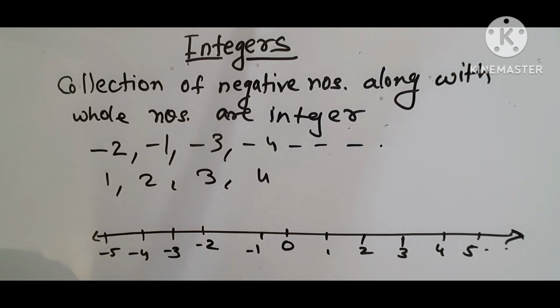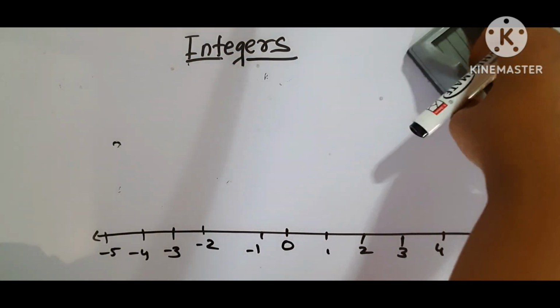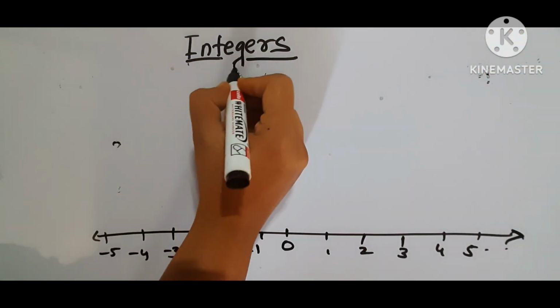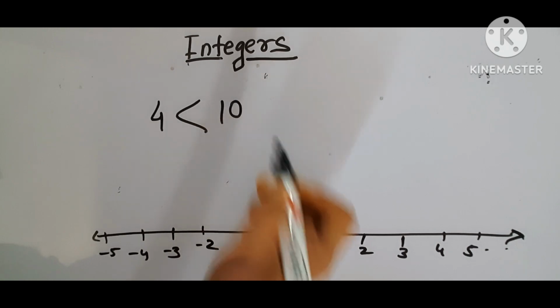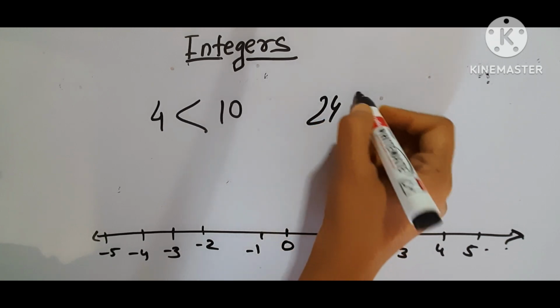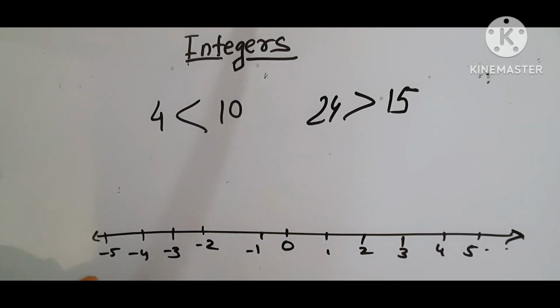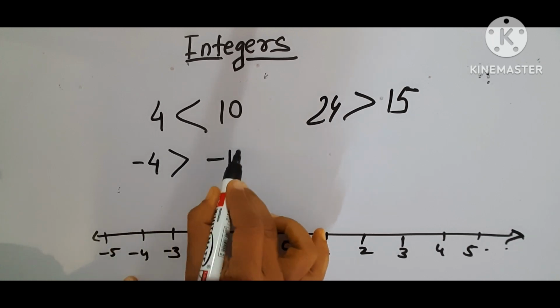Okay. Now, how to identify the greater number and smaller number in integers, wherein both are positive and negative. Suppose we have the numbers, in positive numbers we know 4 is smaller than 10. Okay, it's with the number value. Suppose we have 24, then 24 is greater than 15. From the positive side we know that. But on the negative integer side, number with greater numerical value is small. So here on the negative integer side, we can say -4 is greater than -10.